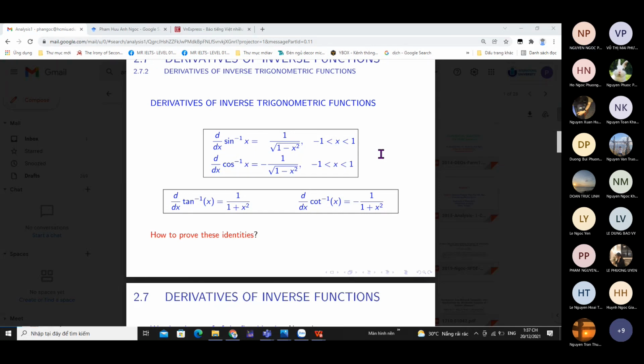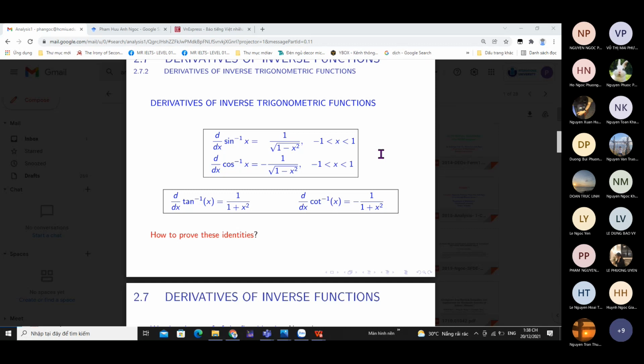Now we discuss derivative of inverse trigonometric function. All right, so here you see we can prove the following formula for derivative of inverse trigonometric function. For example, derivative of sine inverse of x equals 1 over square root of 1 minus x squared for any x between -1 and 1. Derivative of cosine inverse of x equals -1 over square root of 1 minus x squared. Here x is between -1 and 1, and so on.